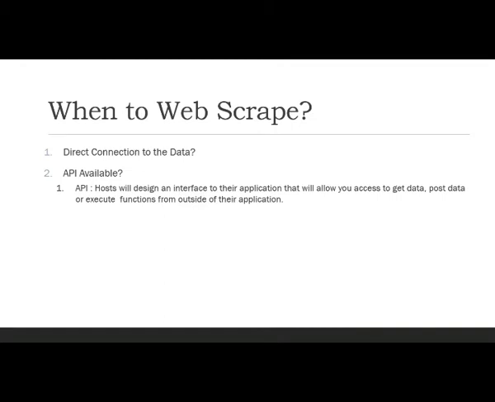Basically, the host, in this case NFL.com, might design an interface in their application that will allow us to access their data, or post things to their database, or execute functions, and we can do all that from outside of their application. We can build our own application that does all of those things with that interface. That's an API. If they have an API, it will require a user account, and it will also give you documentation, so you don't have to worry. It will tell you exactly how to use that API.